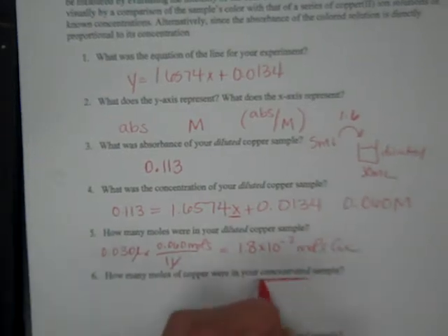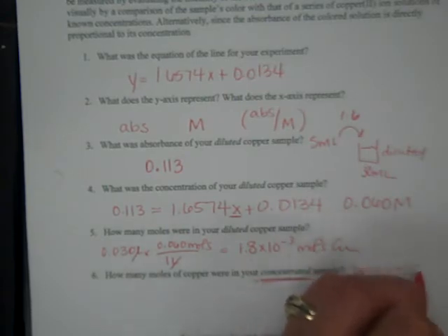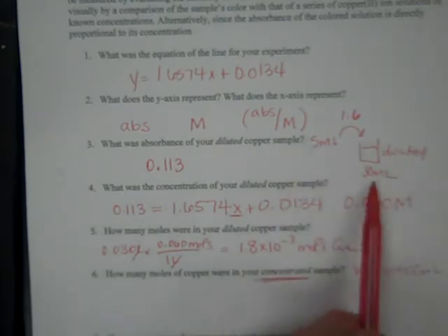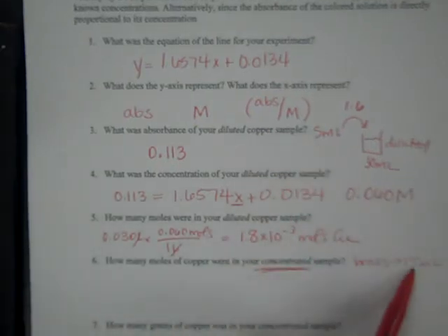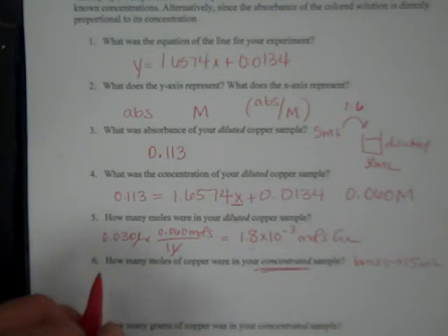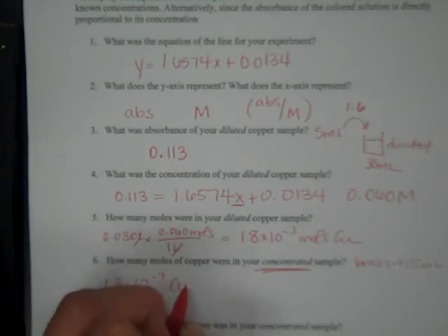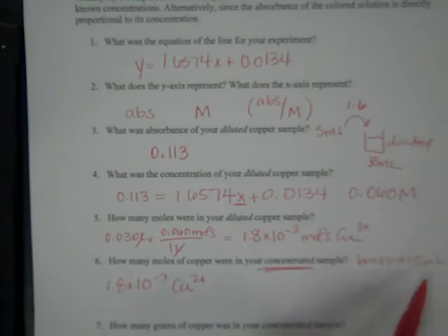But for my concentrated sample that you made, you dissolved brass into 15 milliliters. I only took out 5 milliliters to dilute it for you. You had 15 milliliters to start with. So I took out a third of your sample, which means this is only a third of your copper ions. So I need to multiply this by 3, and that's how many copper ions were in your 15 milliliter concentrated sample.